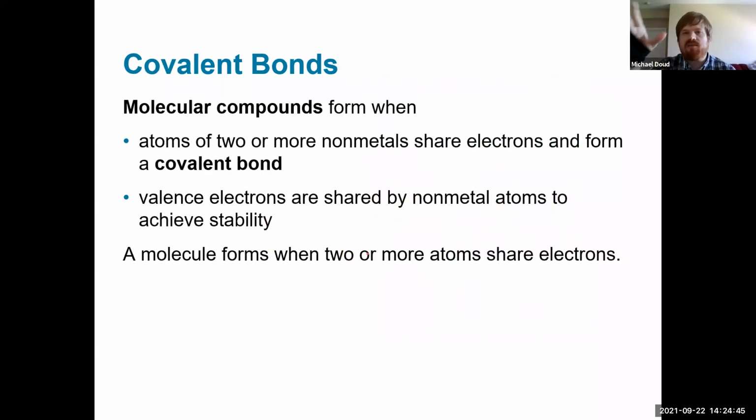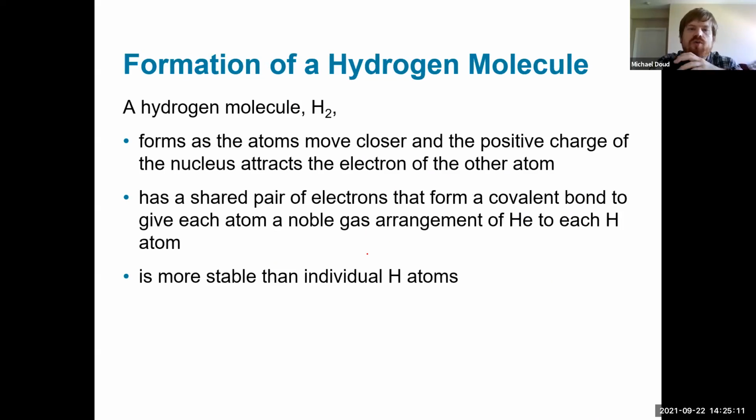Okay, so again, review of covalent bonds. Molecular compounds form when atoms of 2 or more nonmetals get together, they share electrons and form a covalent bond. In other words, a valence electron comes 1 from each nonmetal and comes in the middle and forms a bonding pair of electrons, which is 2 electrons. Now, the reason that we do that is stability. So what we're going to show you is the stability that forms when 2 hydrogen atoms come together and form a pair of electrons in the hydrogen molecule, which is H2.